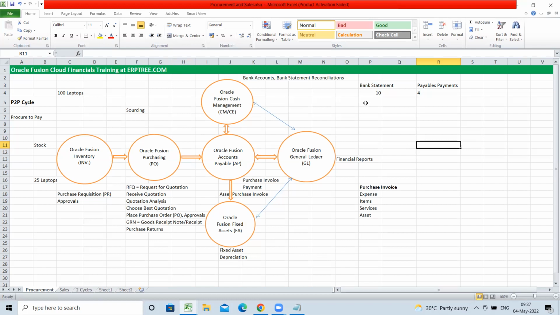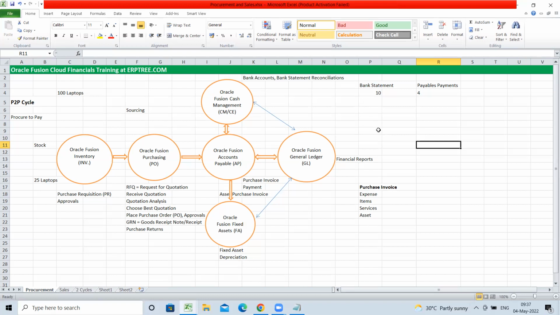Okay. Part of, yeah. So Create Accounting takes part in assets and in payables also. So wherever you record the transaction, their accounting takes place. Okay.